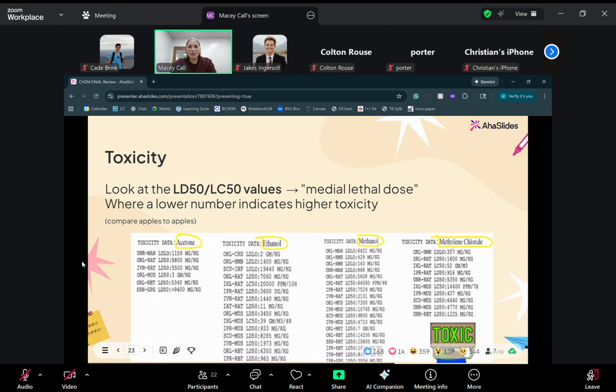So we're going to have a toxicity question and it's going to ask you which of the following is the most toxic or something like that. It's going to give you a chart that looks overwhelming with all this information and you're going to be like, what do I do? Okay. You're going to look at the LD50 or the LC50 values. This is the median lethal dose. Okay. So it's how much do I need to give whatever I'm testing on.